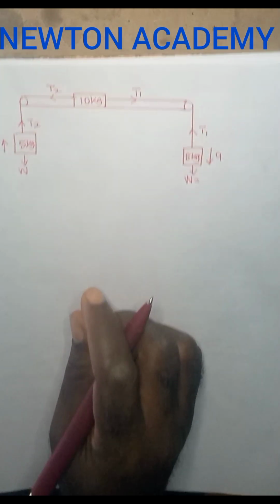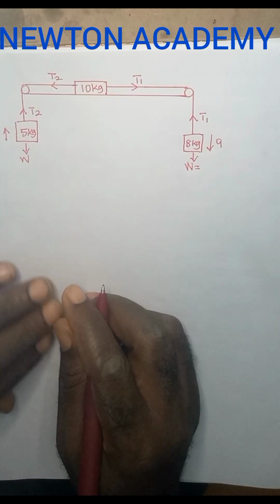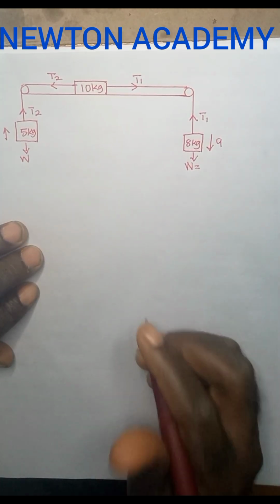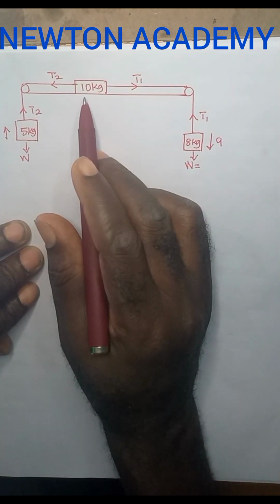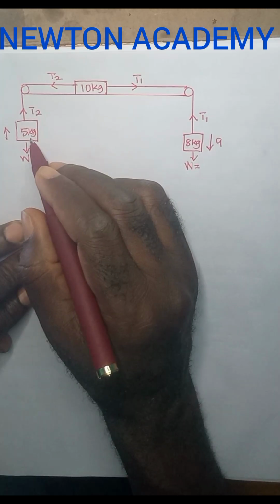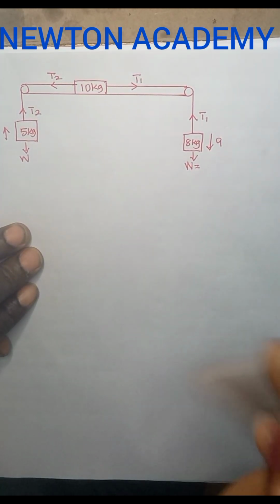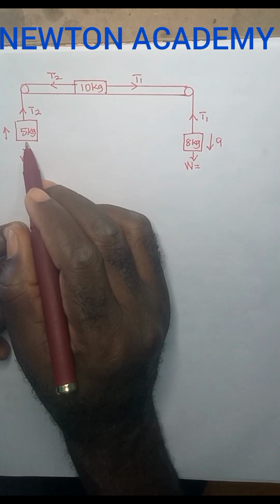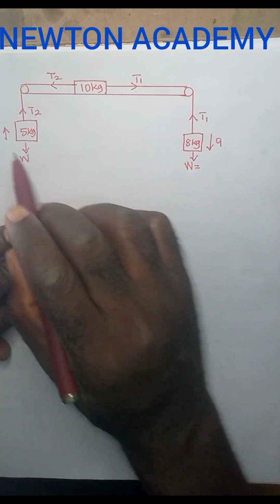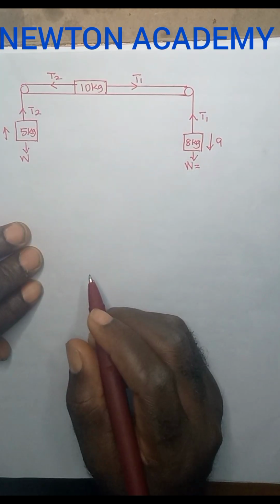Good day, class. Let us look at the system of connected bodies. We have three bodies that are connected over a frictionless pulley. Body 10 kg is resting on a flat surface. Body 5 kg is suspended, and 8 kg is also suspended. When you look at this system now, 8 kg is bigger than 5 kg. What happens is the 8 kg will be going down, and it will be drawing the 5 kg up.